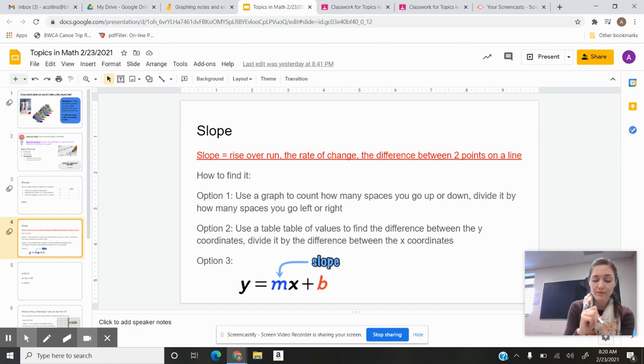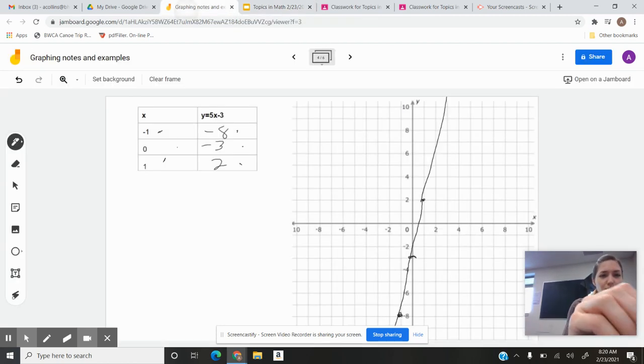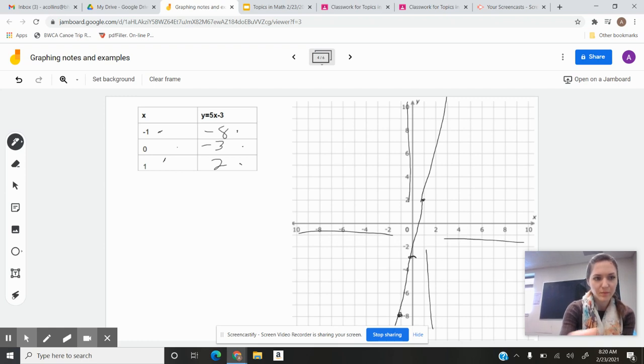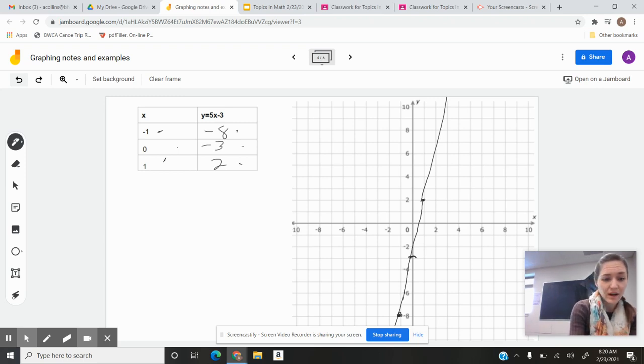If you're going left, it's going to be a negative number. If you're going right, it's going to be a positive number. And if you forget about what direction is what value, just look at your graph. If you're going up, positive, down, negative, left, negative, right, positive. All right, so if I'm going to be using my graph to find slope, I'm going to take the number I'm either going up or down, divide it by the number I'm going left or right.